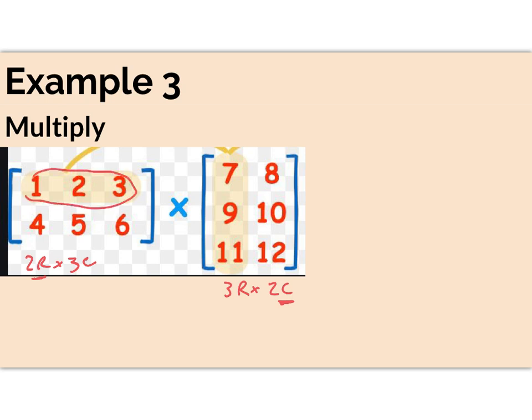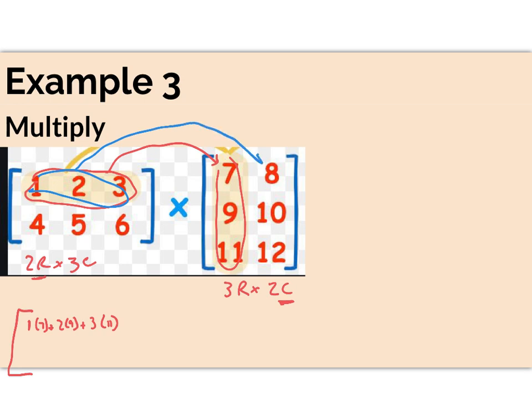So this whole row is going to multiply to this whole column. And that will give you your first answer in the new matrix. So I'm going to put it down here. So you're going to have 1 times 7 plus 2 times 9 plus 3 times 11. Okay. For your second one, this row is going to multiply to this column, and it's going to be in the top right. So you're going to have 1 times 8 plus 2 times 10 plus 3 times 12.